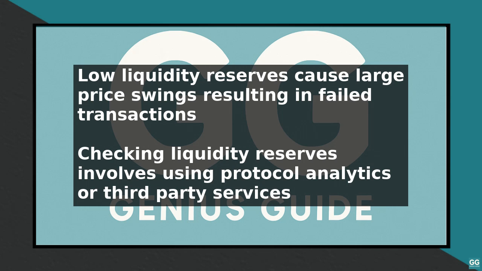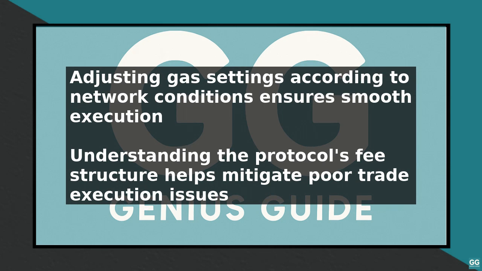To mitigate these issues, it is essential to follow best practices. Always monitor the liquidity reserves and adjust your trading strategy accordingly. Use reasonable gas settings and be aware of the protocol's fee structure. By understanding how Uniswap V2 works and following these troubleshooting steps, you can effectively identify and resolve issues, ensuring a seamless trading experience on the platform.